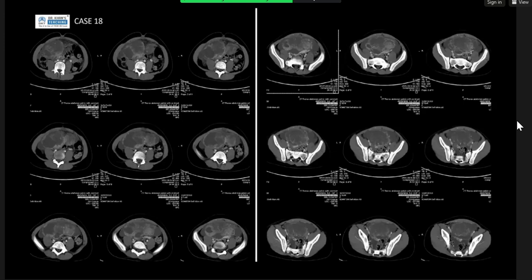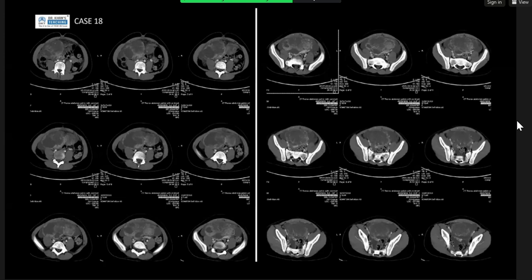Do you have any other sections, or are these the only images? No, this is it. So heterogeneously enhancing lesions in the pelvis and the abdomen involving both bilateral iliac fossae. I think the epicenter of the lesion would be involving the bilateral adnexa or ovaries.